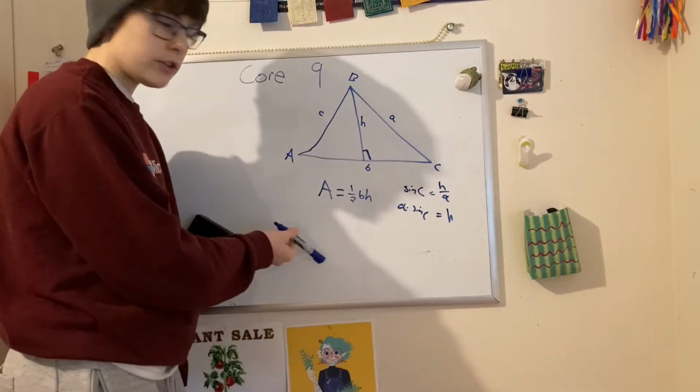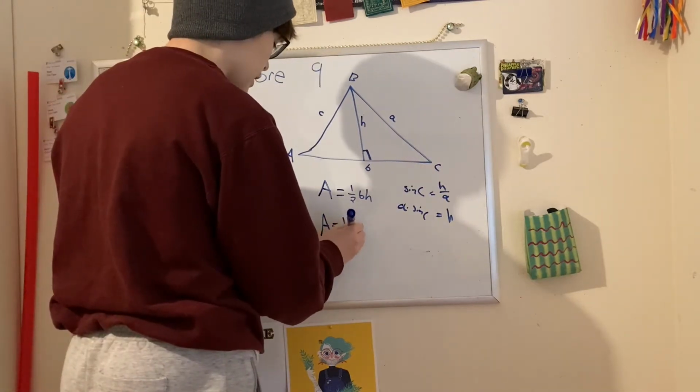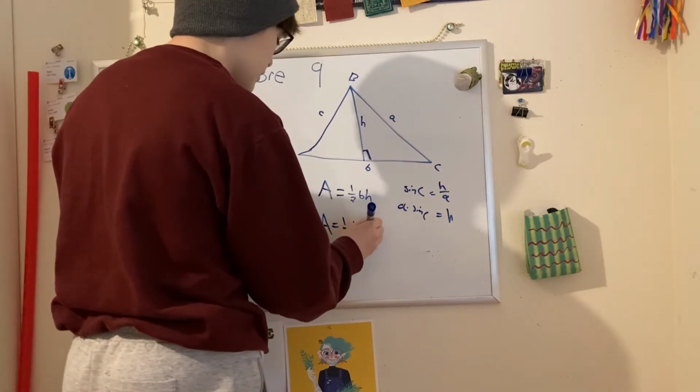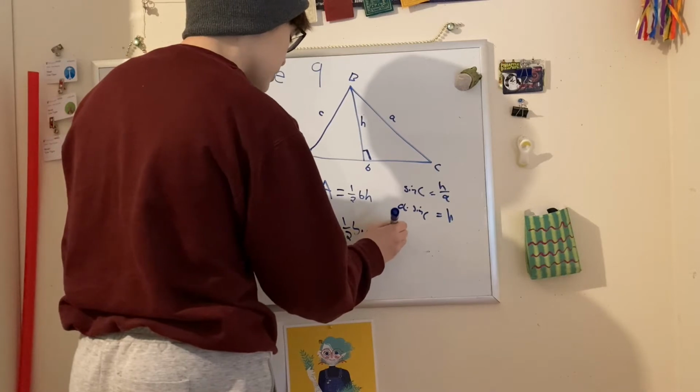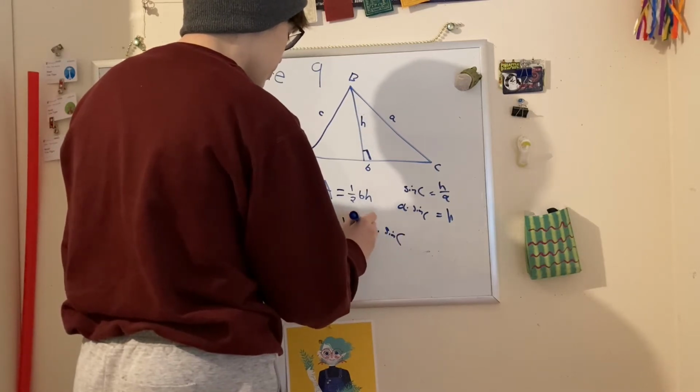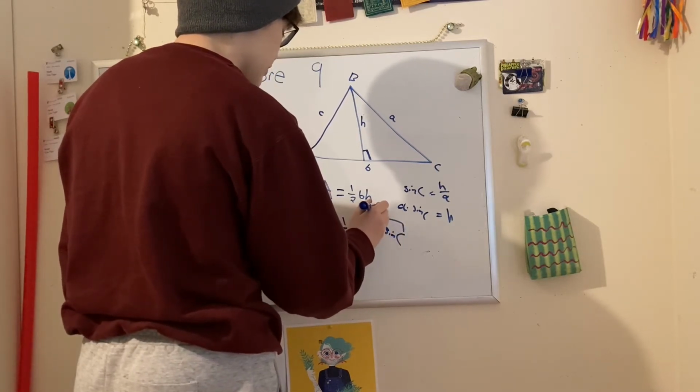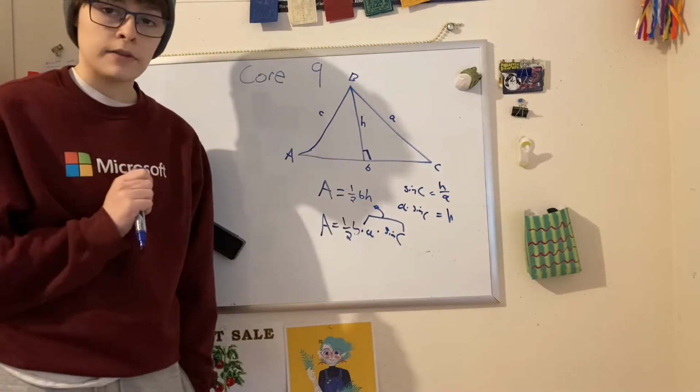We're just going to pop that into this equation. Area equals 1/2 base, or b, times a times sine of C, because this whole thing right here is equal to height. We just substituted it. And that is how you find the area formula.